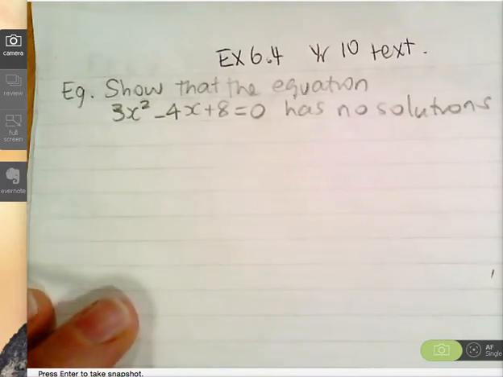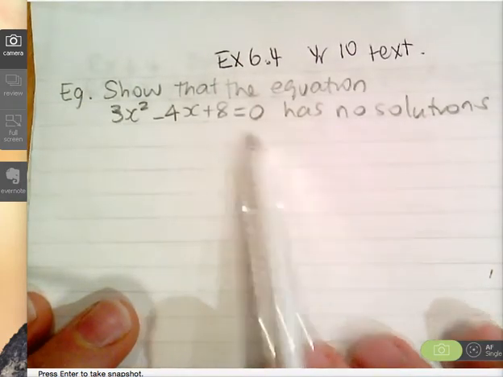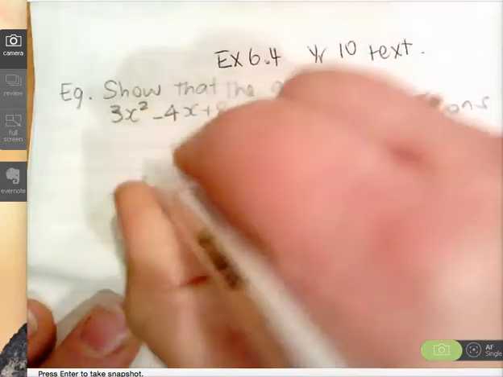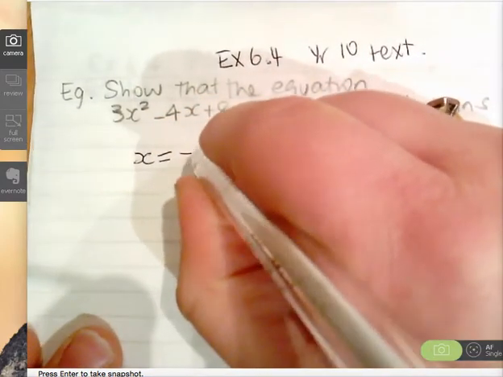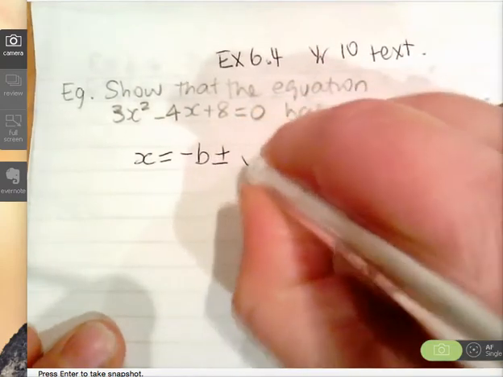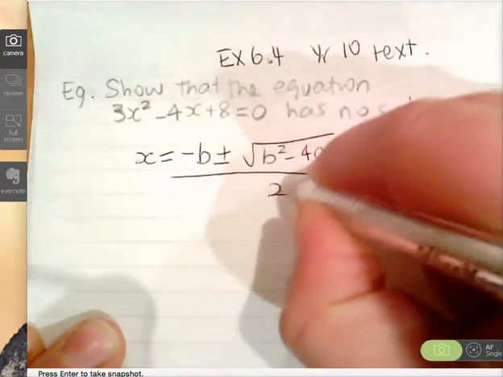Here is another example. This question says, show that the equation 3x squared minus 4x plus 8 equals 0 has no solutions. Well, to find the solutions of that, we're going to use the quadratic formula, which is x equals negative b plus or minus the square root of b squared minus 4ac over 2a.